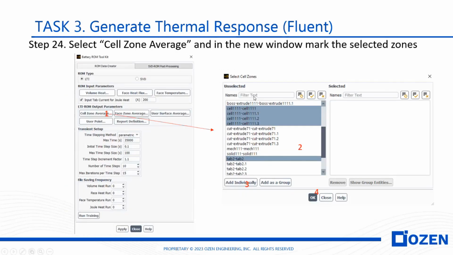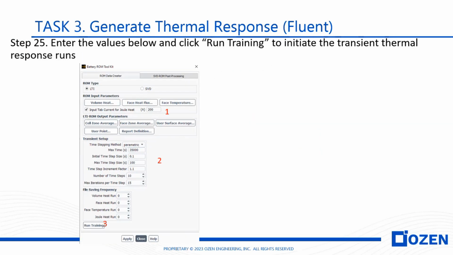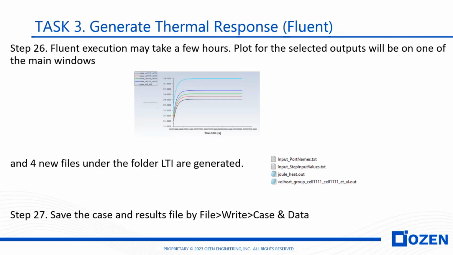In the next slide, once we define it, we make sure we have our transient setup right. We're going to click run training. So this is going to take a bit more time to execute, and it's going to do the run for the time asked. You can track the progress on Fluent, essentially the volume average temperature in time, and then it's going to look like this.